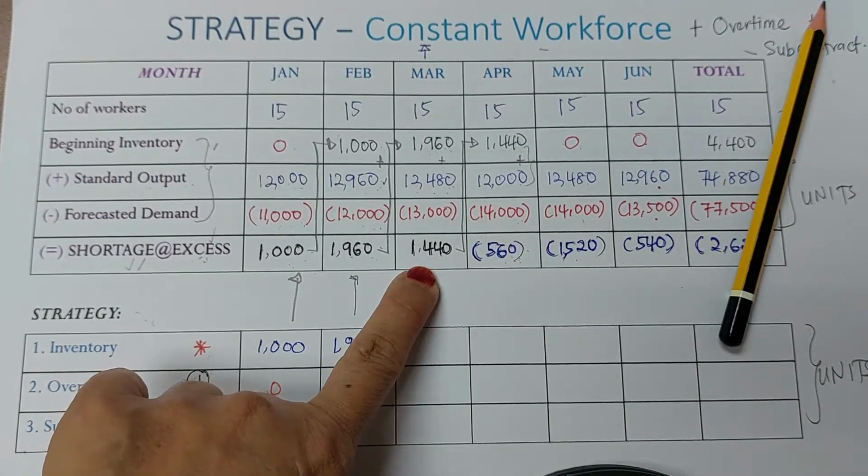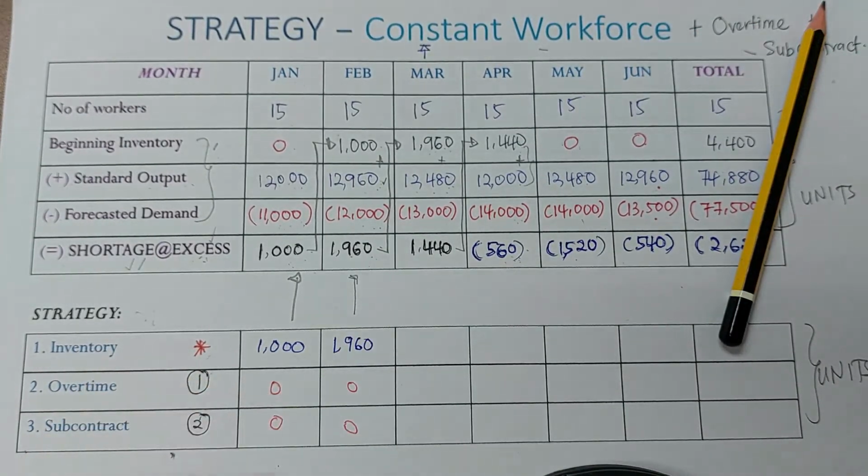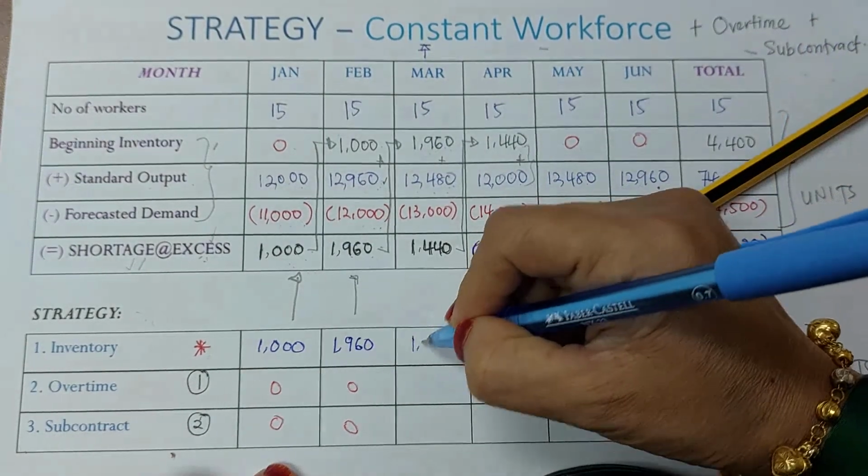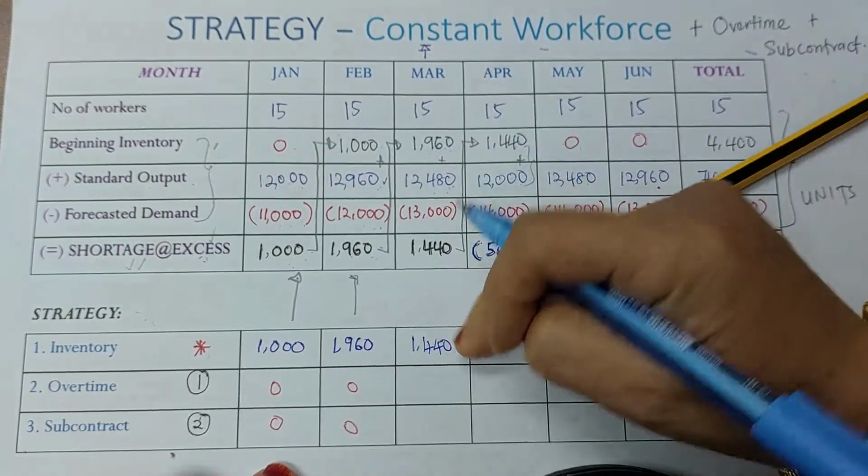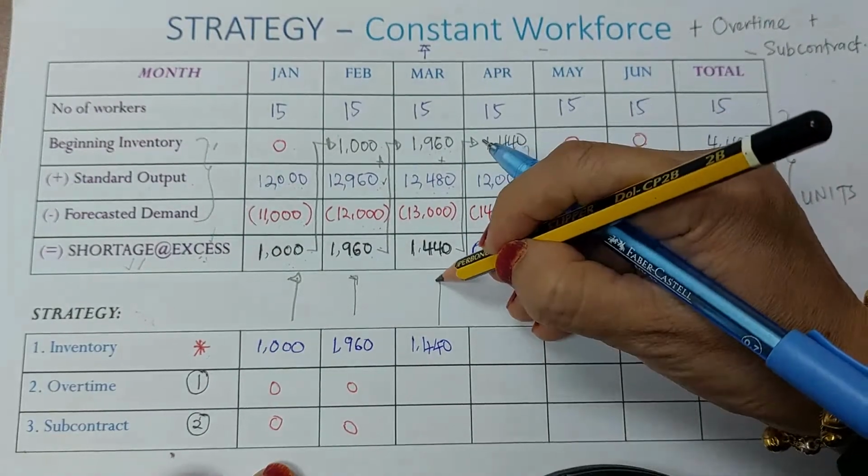The next month, we have an extra of 1,440. Also, this will go into inventory because this is an excess. So we solve this problem.